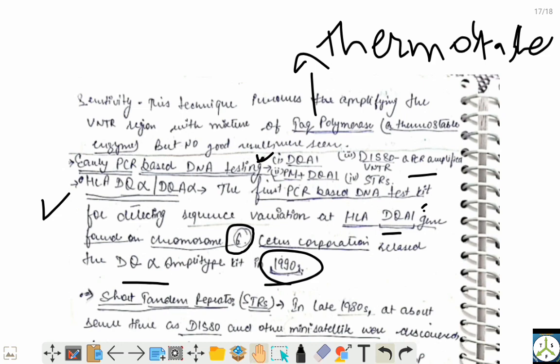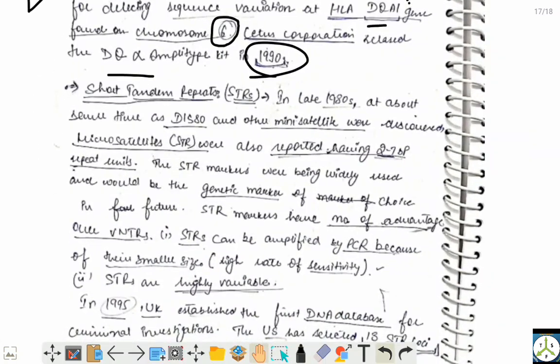Further, along with the discovery of PCR, there was more discovery, that of short tandem repeats. STR markers were found in the 1980s or 1990s. STR markers have different applications over the VNTR. STR markers in the late 1980s were about several times shorter than D1S80 and other minisatellites.